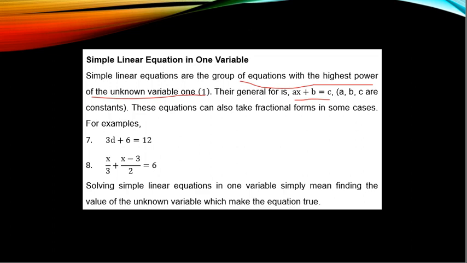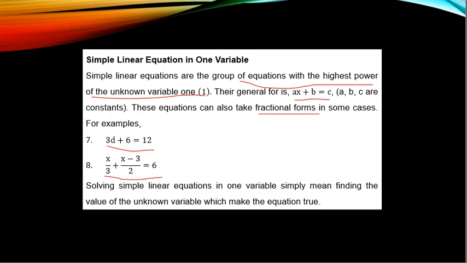These equations can also take fractional forms in some cases. For example, 3d plus 6 equal to 12. So d is the unknown variable. Then example 8 is in fractional form: s over 3 plus s minus 3 over 2 equal to 6 is another example of a simple linear equation in fractional form.